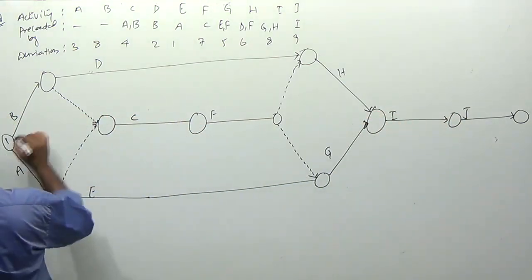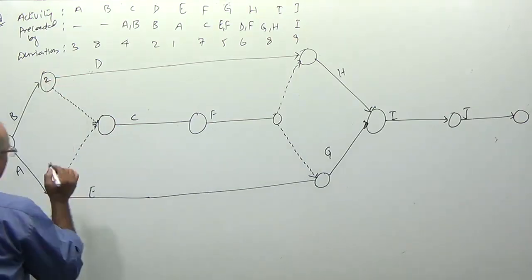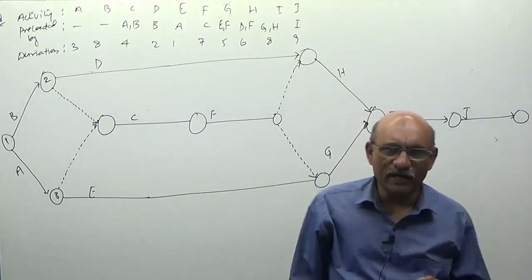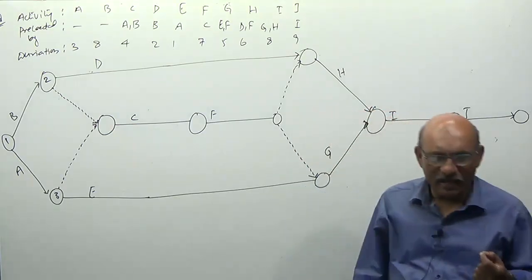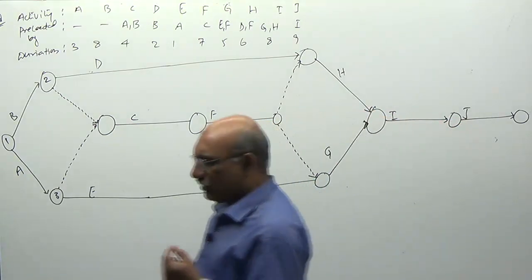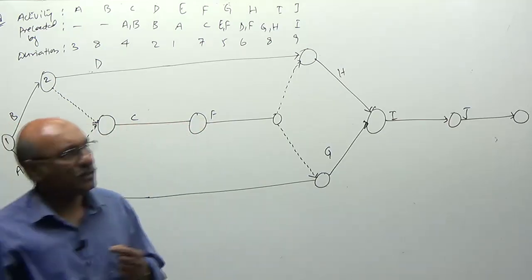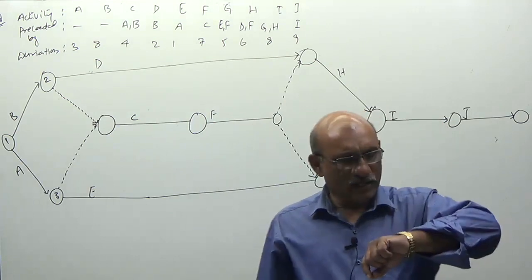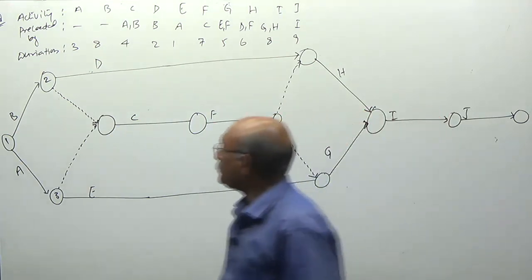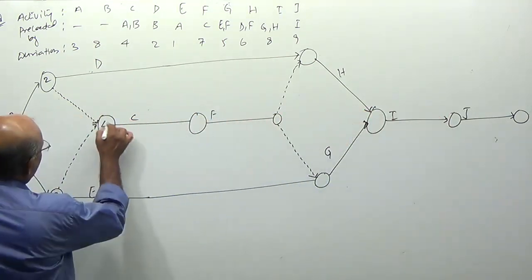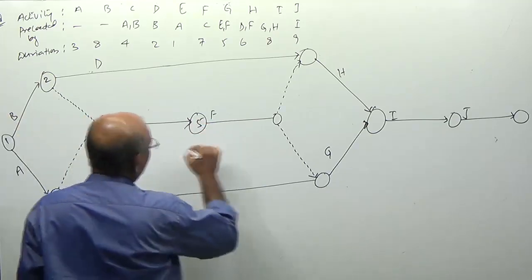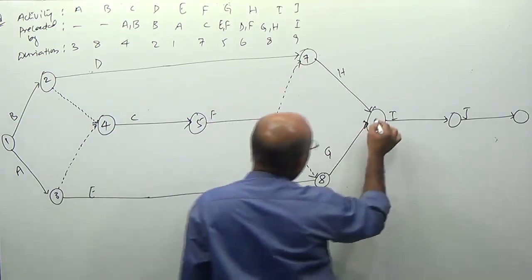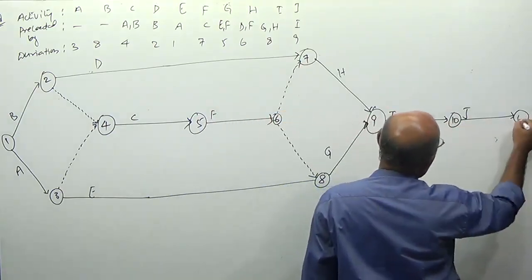Numbers we have to give 1, 2, 3. Once again, remember, the number given to the head node is always greater than the number given to the tail node. One more time, sir: the number given to the head node is greater than the number given to the tail node. So this is 4, this is 5, this is 6, 7, 8, 9, 10, 11.